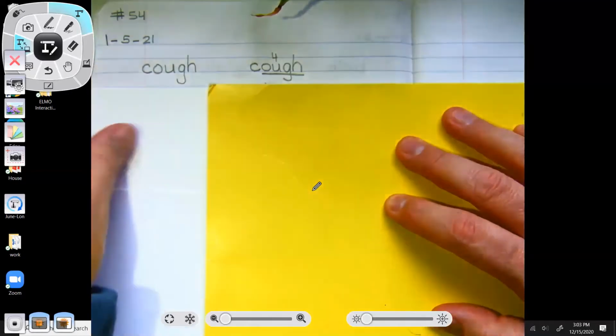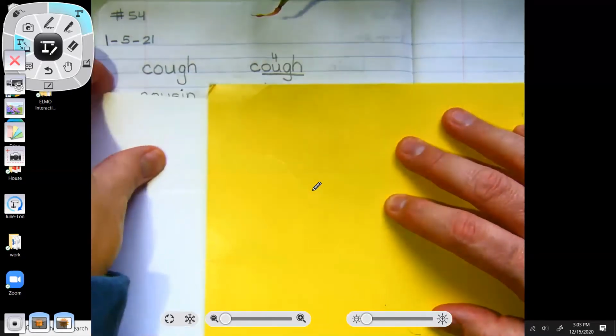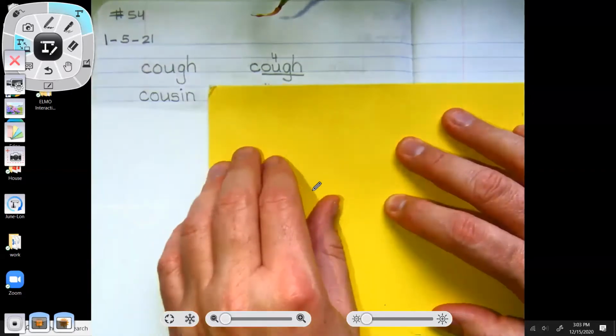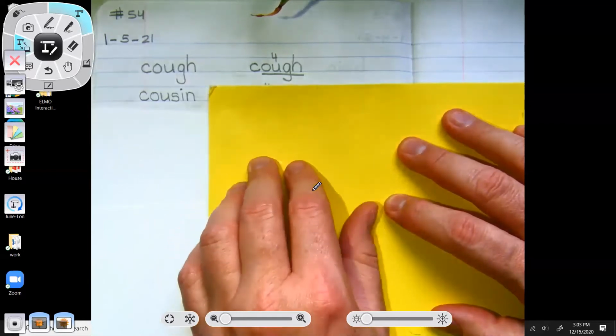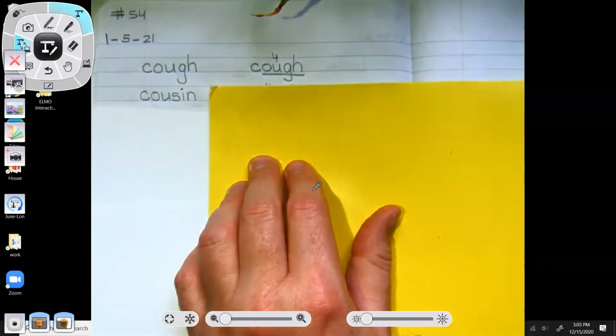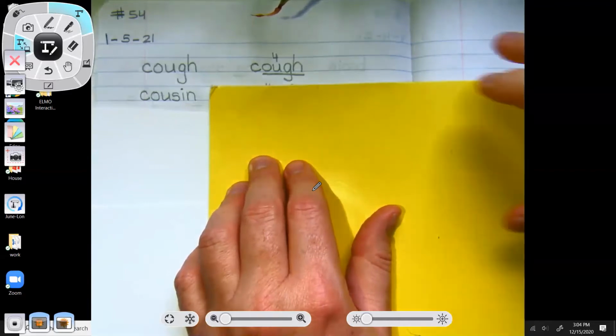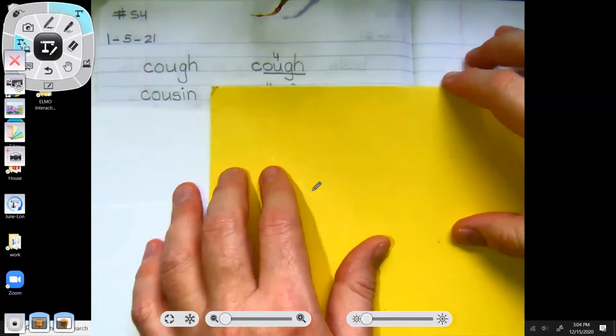All right, our next word, skipping a line comfortably close to the red margin, is the word cousin. I have a cousin who is moving to the Twin Cities soon. Cousin. Pause for a moment. Analyze the word cousin. Let's see how you did. How many syllables in cousin? Correct, 2.